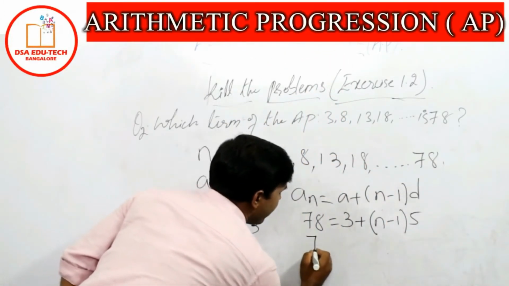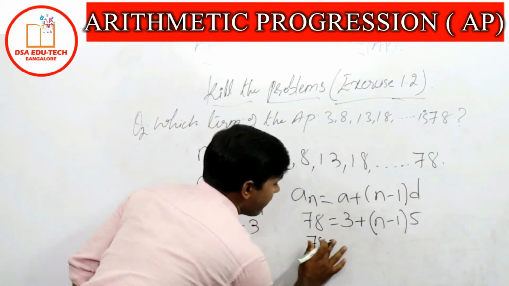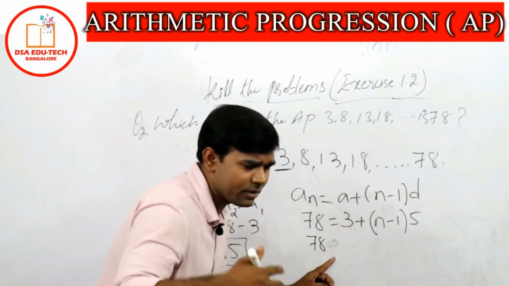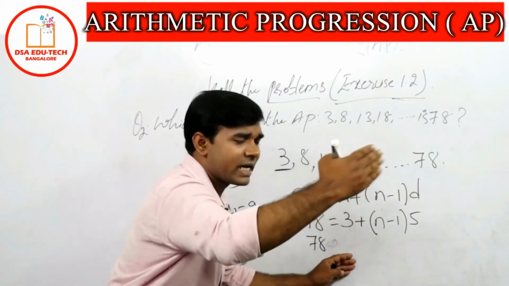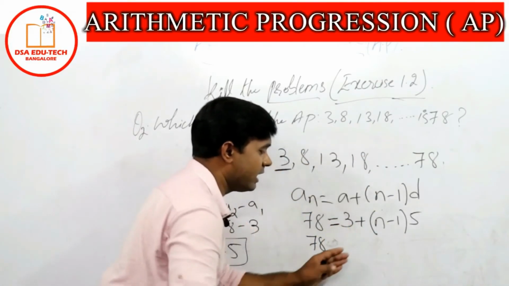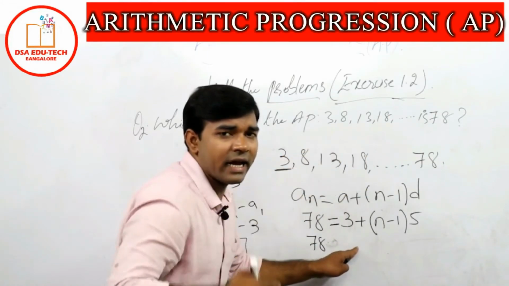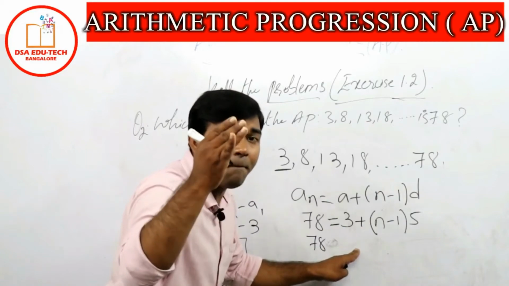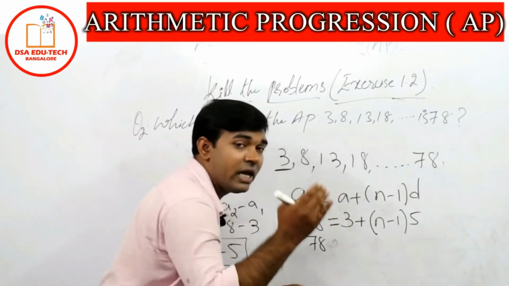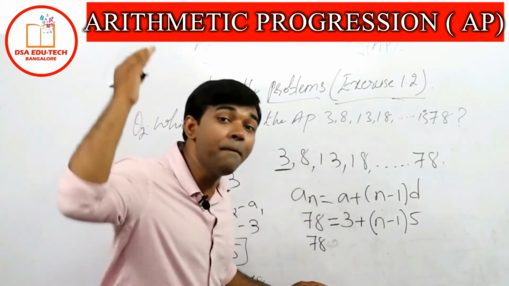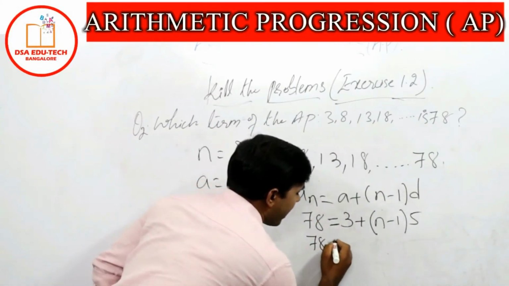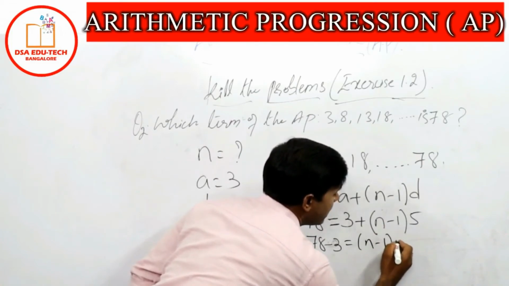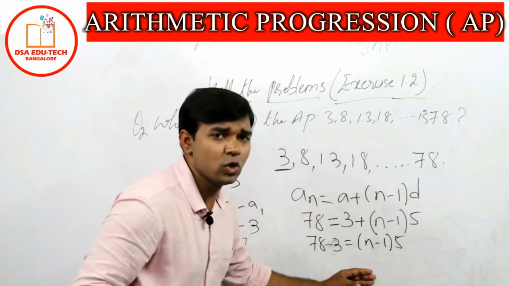Okay, so basically 78 is equal 78. Now what I will do, this 3 I will bring this side. This is there on the right hand side. This is the equal marks, right? When I bring this to the LHS side, it will become minus. Now plus 3 is there. When I bring this side, it will become minus 3. So I will write 78 minus 3 is equals to n minus 1 into 5.